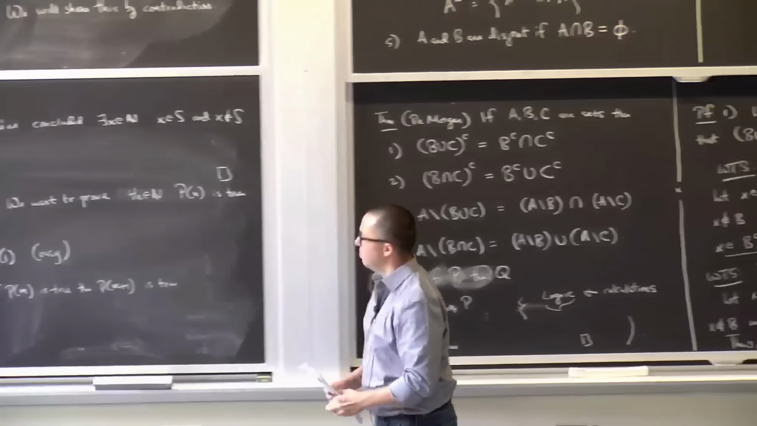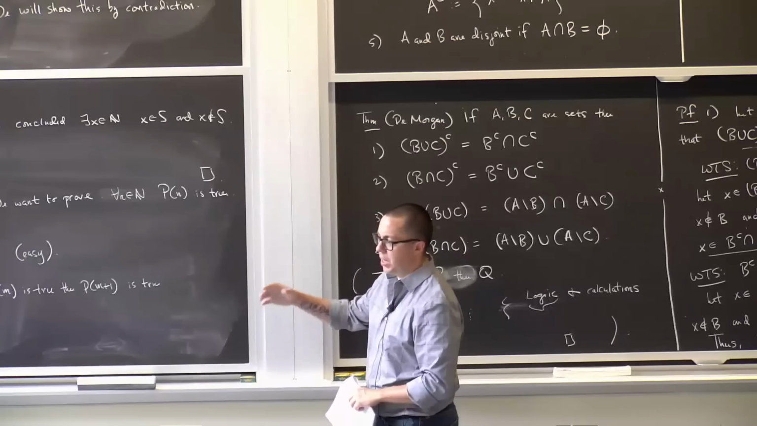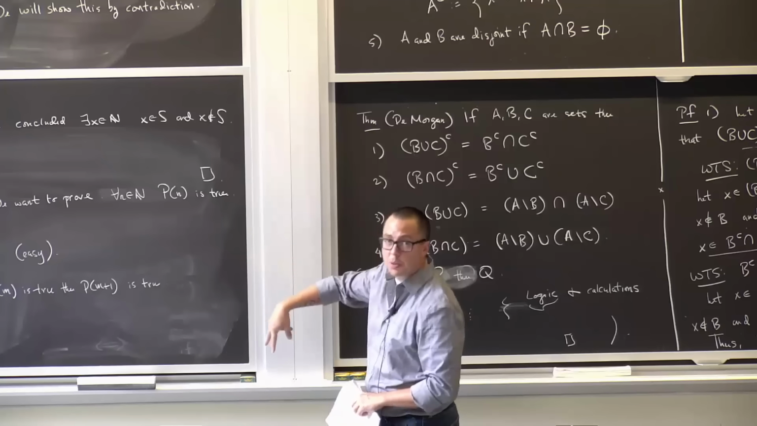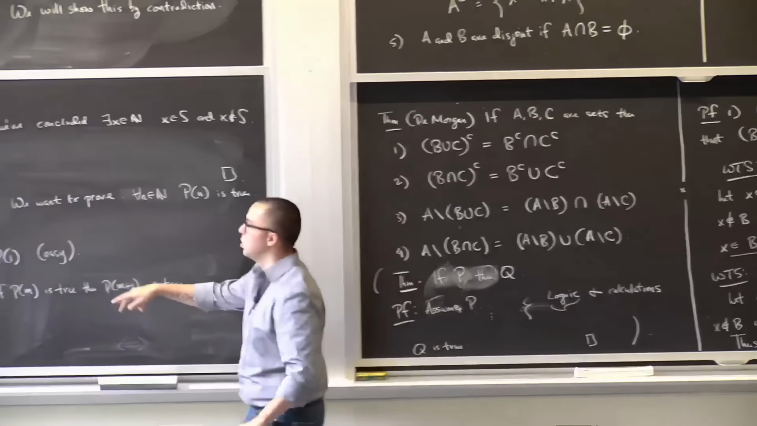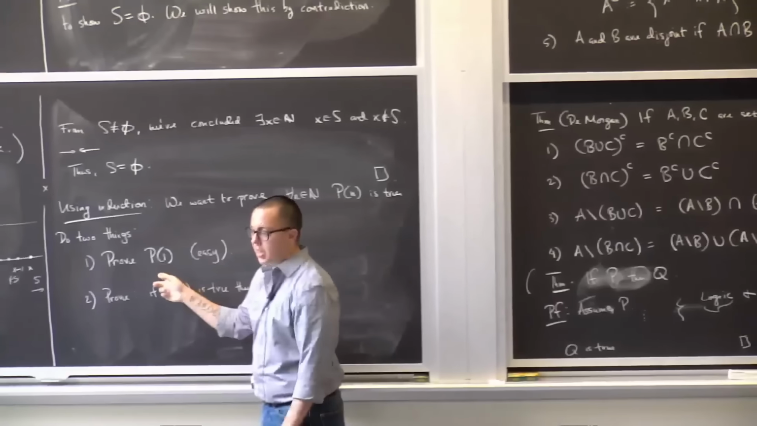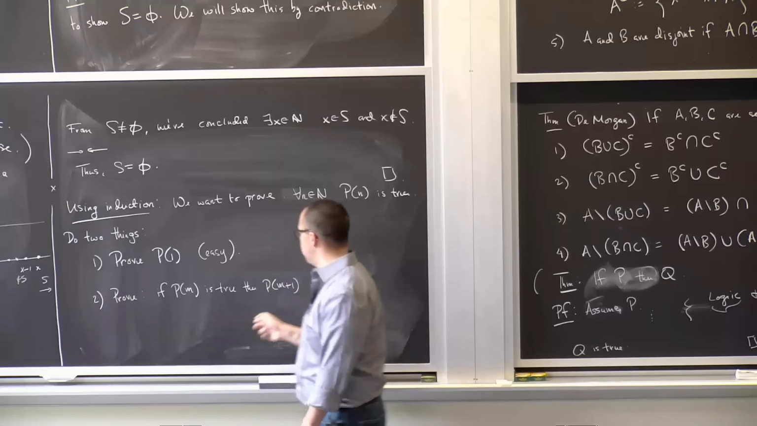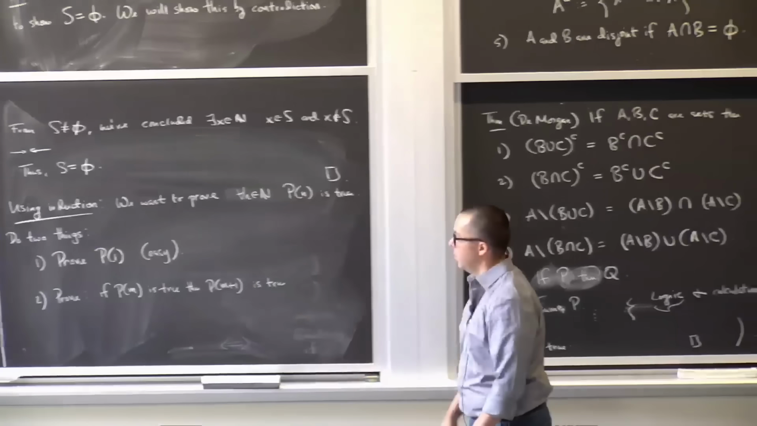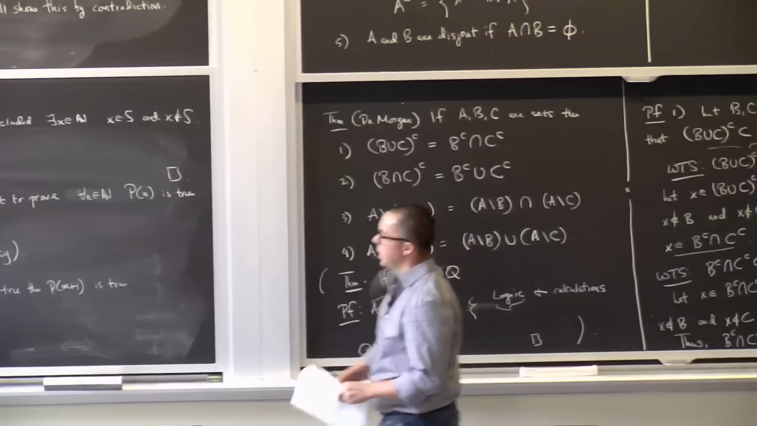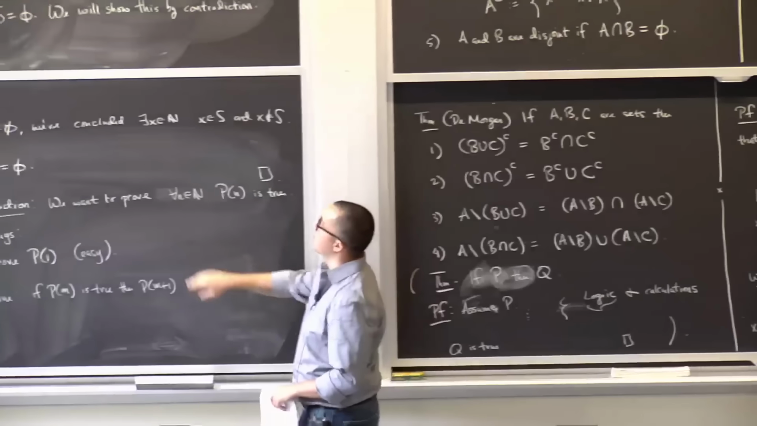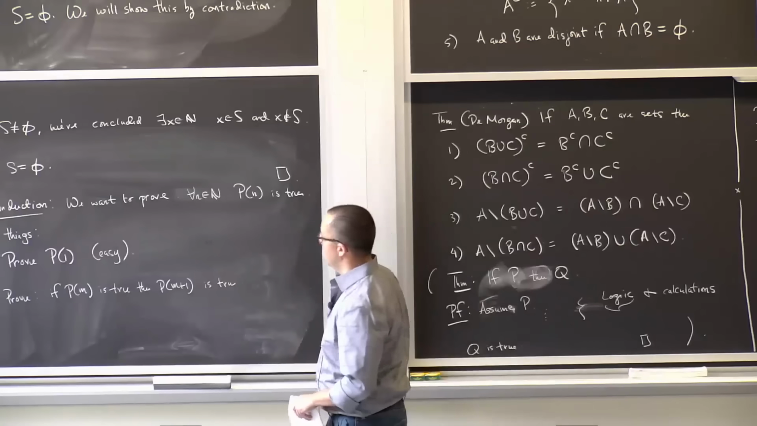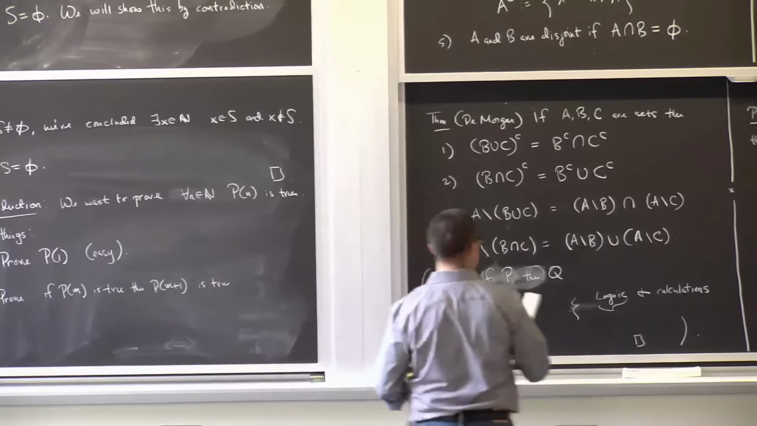Okay? If we want to do a proof by induction, there's two smaller proofs we have to do. First, we have to prove P of 1 is true, and then we have to prove this statement: if P of m, then P of m plus 1. Okay? So again, this is usually referred to as the base case. This is the inductive step. So let's try and actually do this.